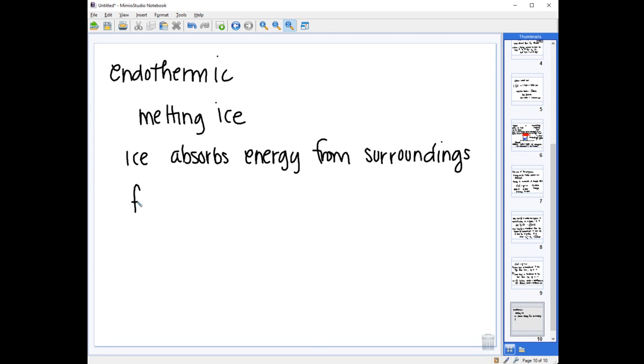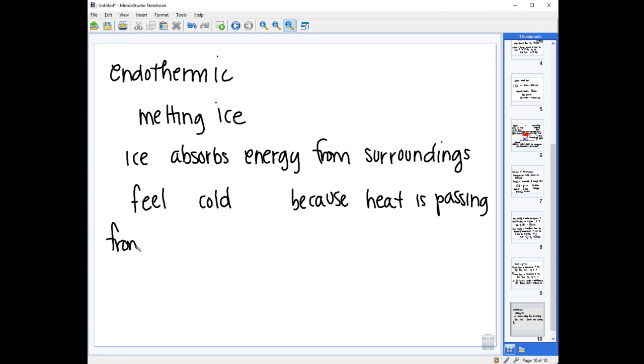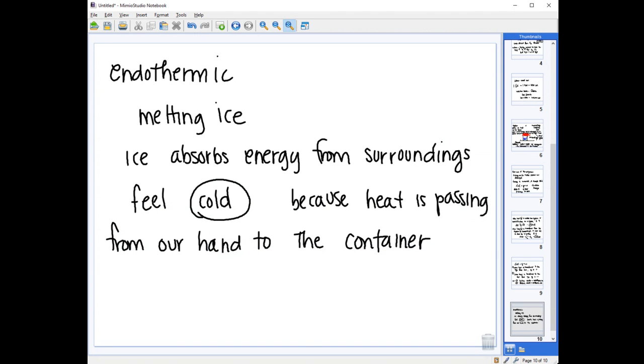If we touch that container, it's going to feel cold to us because heat is passing from our hand to the container. So an endothermic reaction, if we were to touch that, a lot of times, not all the time, is going to feel cold because heat is leaving our hand and going to the container, because the container is colder than our hand. And so we're going to feel that as cold.